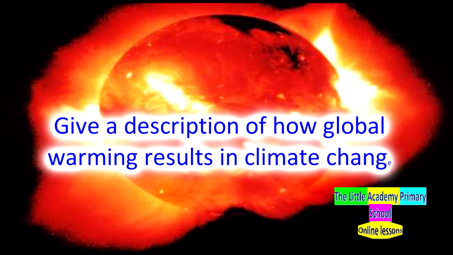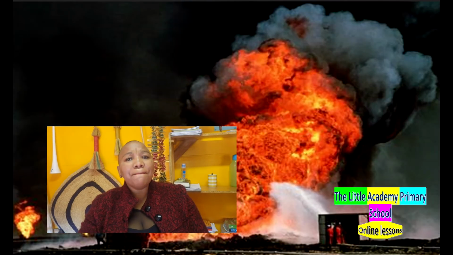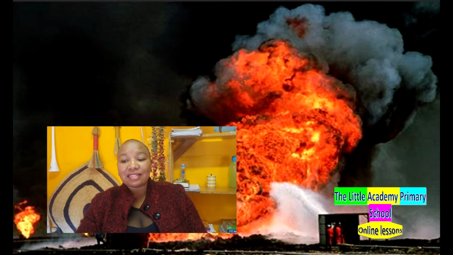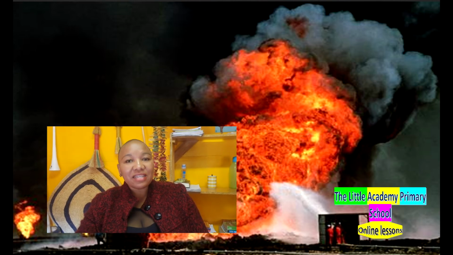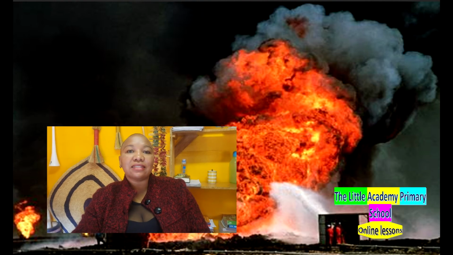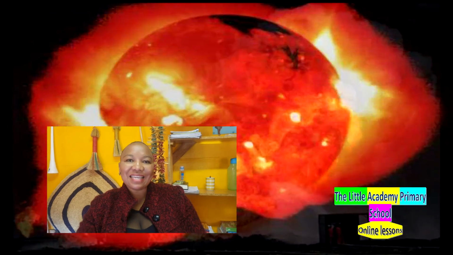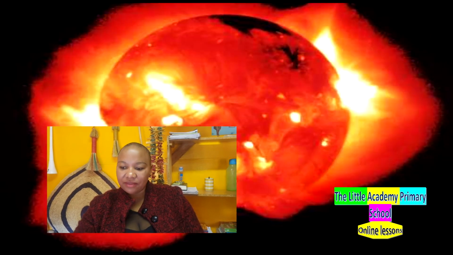So now we're going to move on to the last one. As I had said previously, global warming is the warming of the earth. It is caused by too much carbon dioxide. And what makes too much carbon dioxide in the environment? It is burning too many things. When you burn too many things, the smoke releases a lot of carbon dioxide. Now, that carbon dioxide traps the heat inside the world.